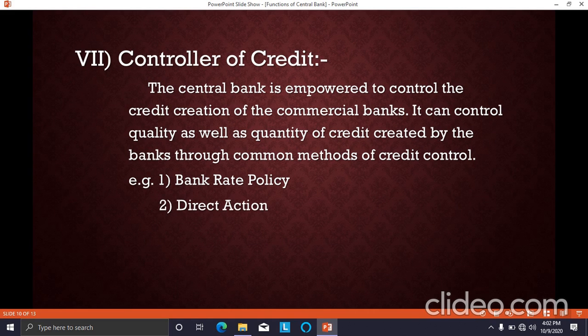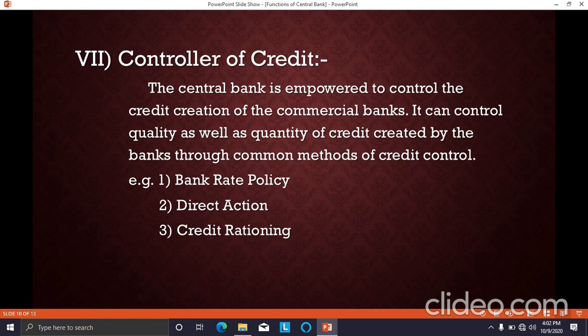Second measure is direct action. These are the steps which are taken by the central bank against commercial banks which do not fulfill the conditions or requirements. So central bank can take the steps. No doubt these banks have been given a license by the central bank and they can act as a bank. But this license can be taken away by the Reserve Bank from those banks who do not fulfill the conditions or requirements. Direct action can be taken by the central bank.